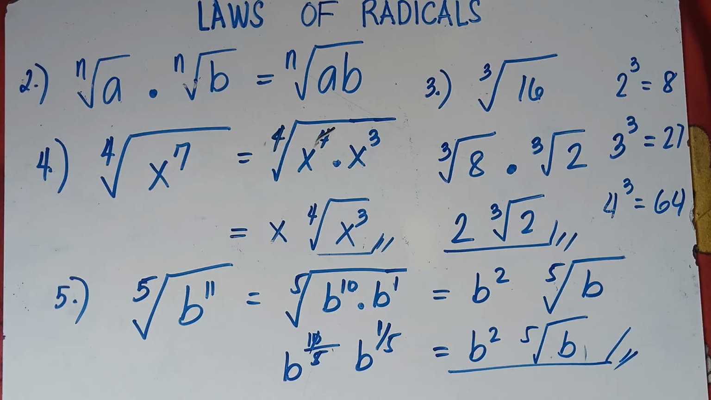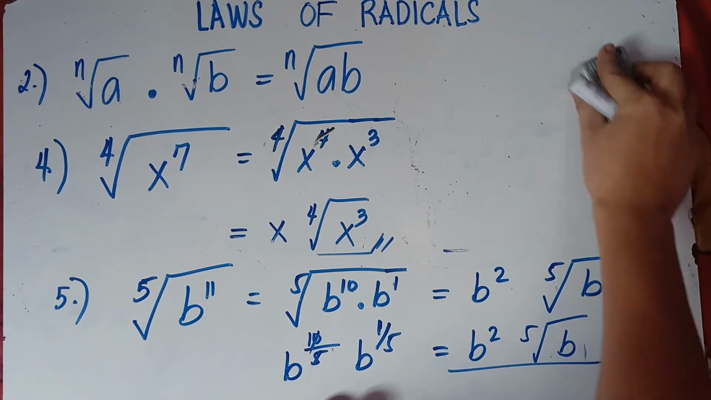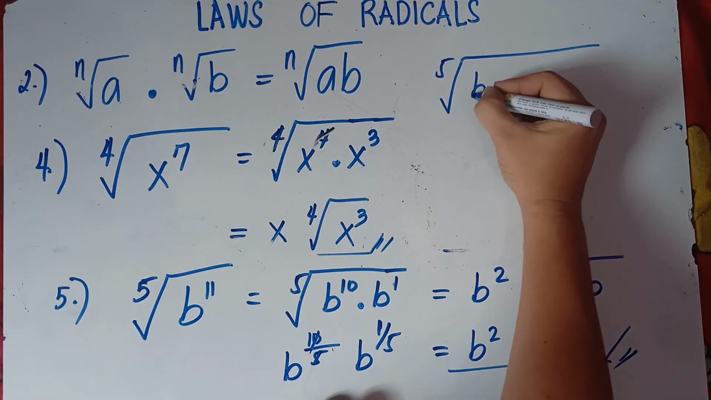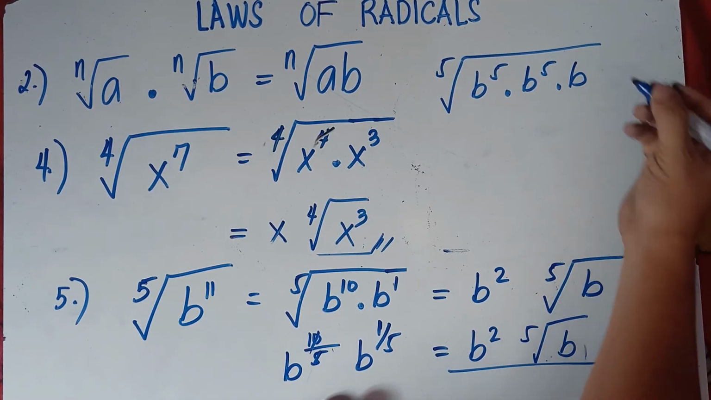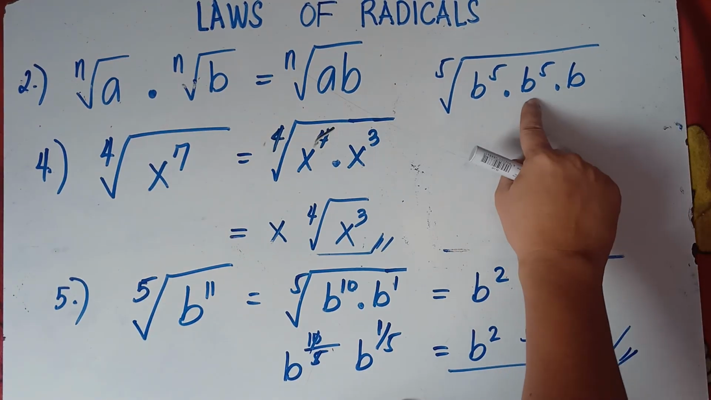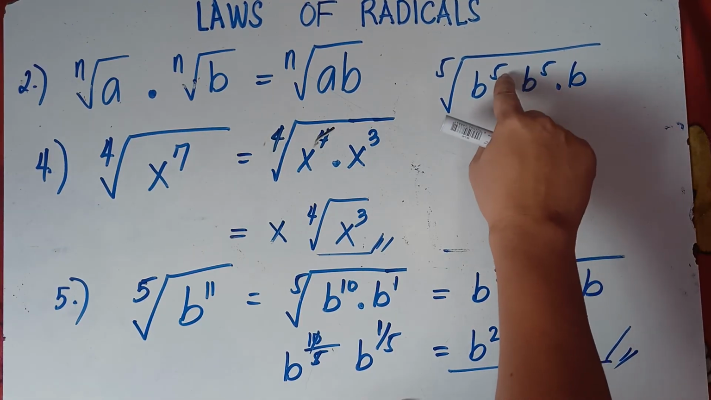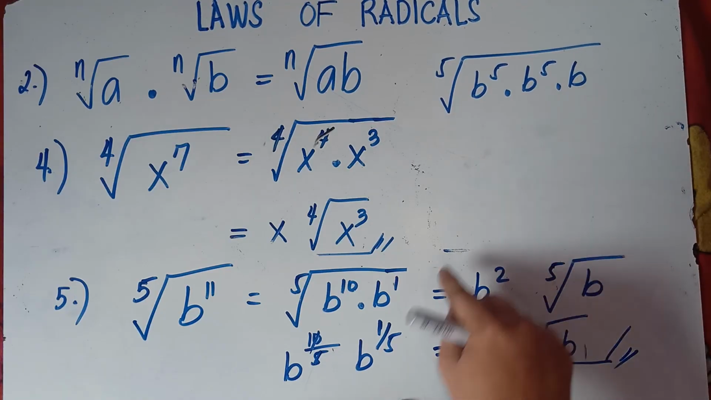Alright, so quite tricky, right? Or another solution, class. Last solution. There are some students, class, that will make it this way. You can write b raised to the power of 5 times b raised to the power of 5 times b. Why is that, sir? b raised to the power of 5 times b raised to the power of 5, that would be b raised to the power of 10, right? Same base, copy, then add the exponents. So 5 plus 5 plus 1, that would be 11, right?